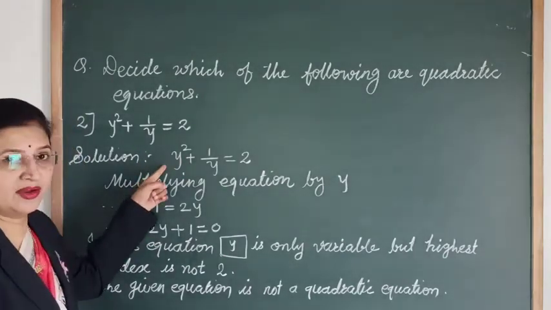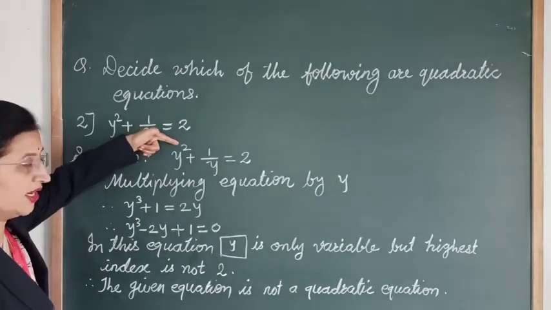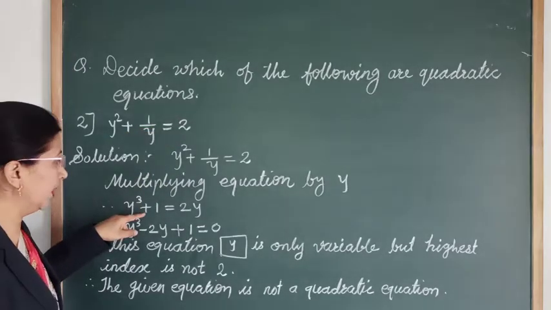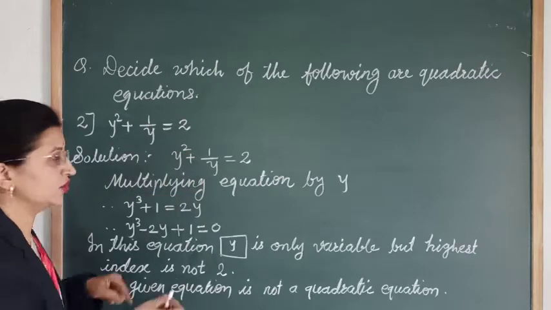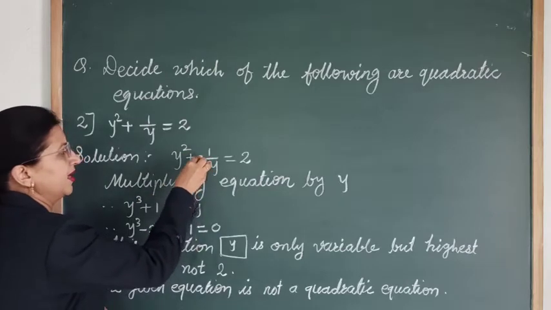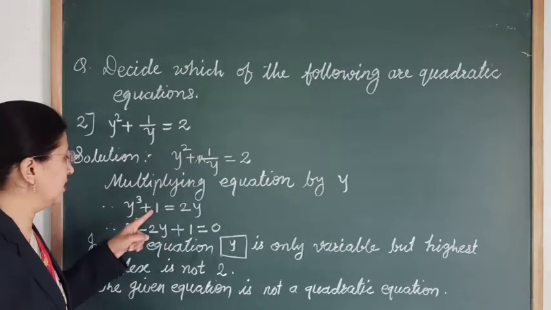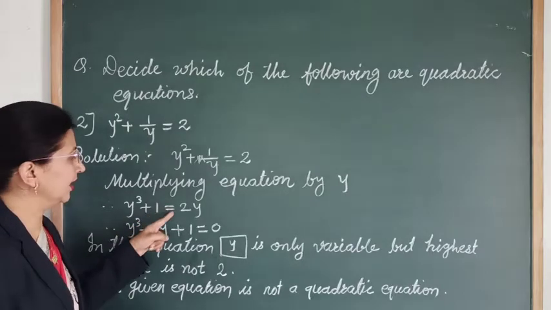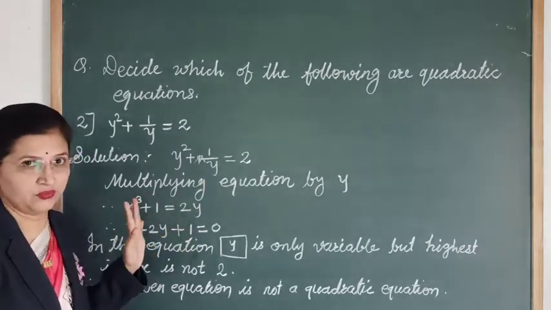So here after multiplying, we will get the equation y square into y, that is y cube, plus 1 upon y into y. As we multiply it by y, this y will get cancelled. So here plus 1 is equal to 2 into y, that is 2y. Okay.